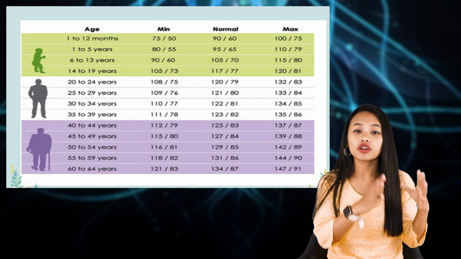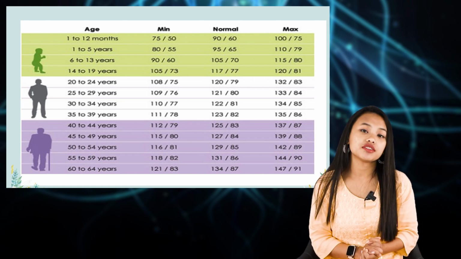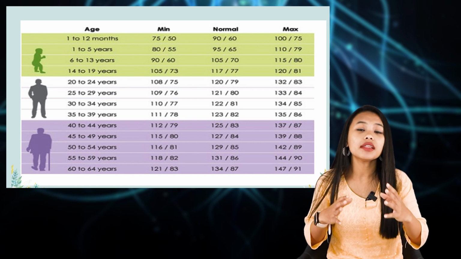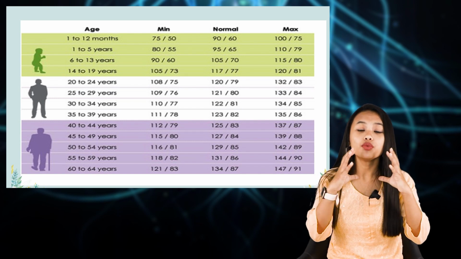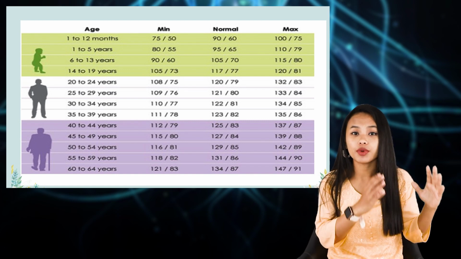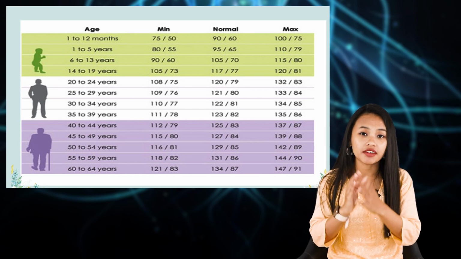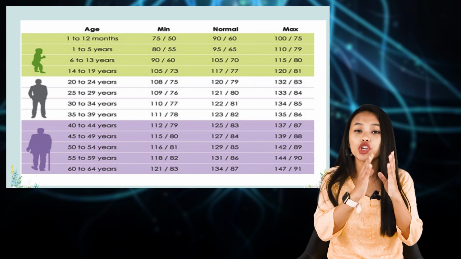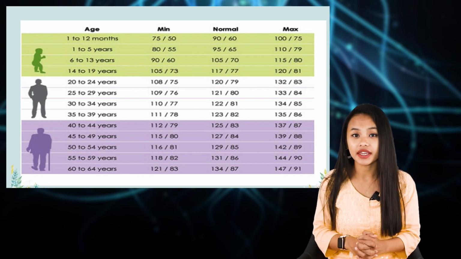And if they are between 14 to 19 years of age, then their minimum is 105 by 73, their normal is 117 by 77, and their maximum can be 120 by 81. And when we talk about the adults, if the client is between 20 to 28 years of age, then their minimum can be 108 by 79, whereas their normal is 120 by 79 or 120 by 80, and their maximum can be 132 by 83.